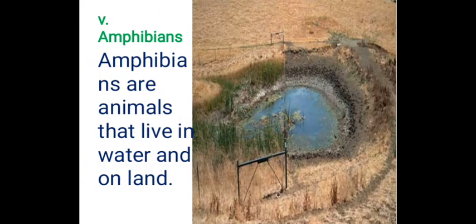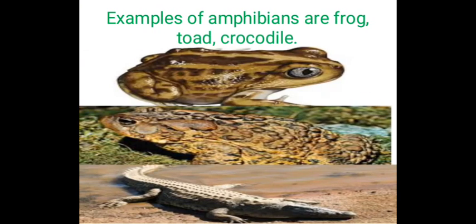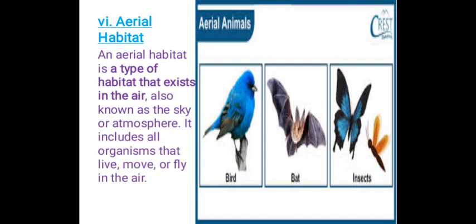Amphibians. Amphibians are animals that live in water and on land. Examples of amphibians are frog, toad, and crocodile. Aerial habitat.